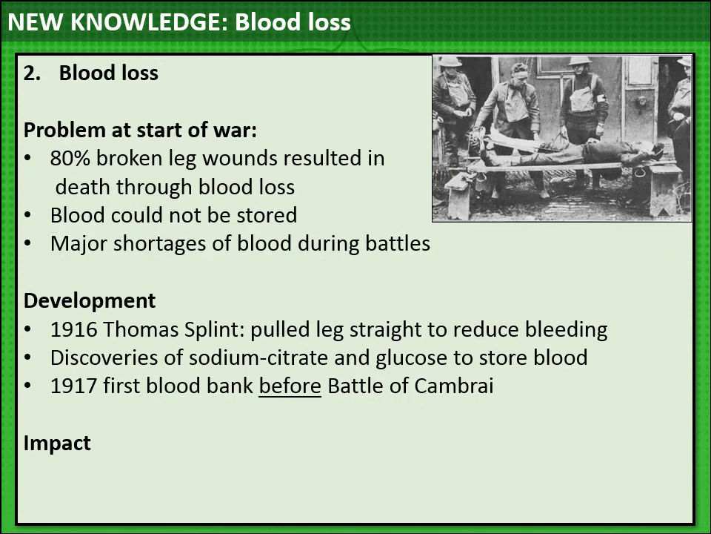So these problems are all countered in different ways. The image that you've got on your screen is of the Thomas splint. So this was in use from 1916 onwards, and it's a really straightforward piece of equipment. All the splint did was to pull the broken leg straight. But that was crucial because what it did was to limit blood loss. And so soldiers had a much greater chance of surviving the trauma of a broken leg.